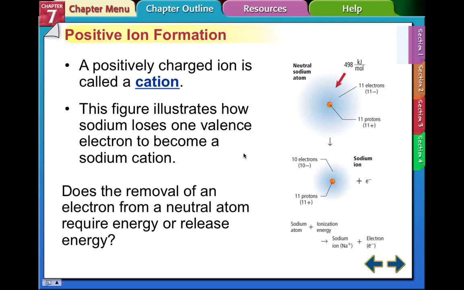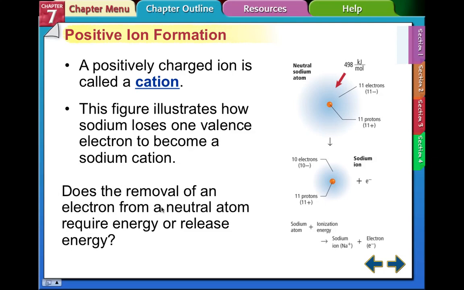This figure illustrates how sodium loses one valence electron to become a cation. So you have 11 electrons, 11 protons. It loses one electron, right? So then it is now at the noble gas configuration. Okay, so it loses a negative electron, so it becomes positive. It is a positive ion. Down here you can see positive ion.